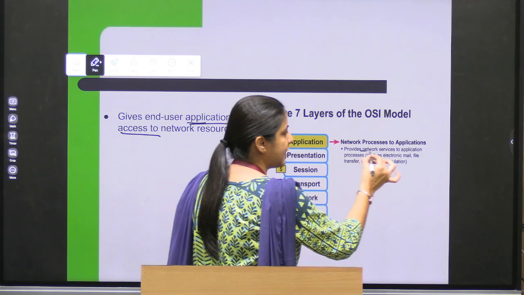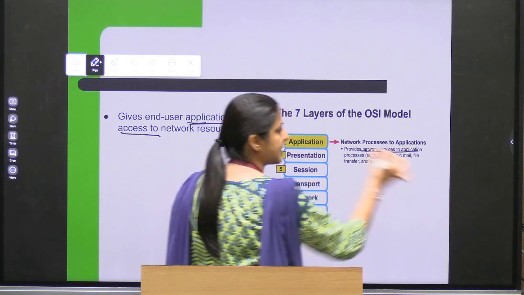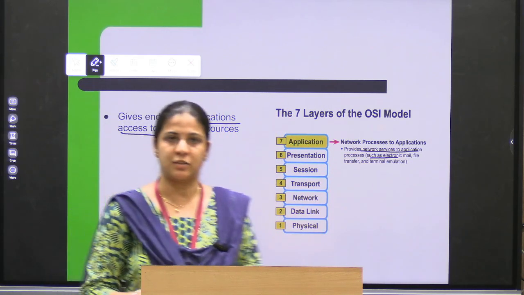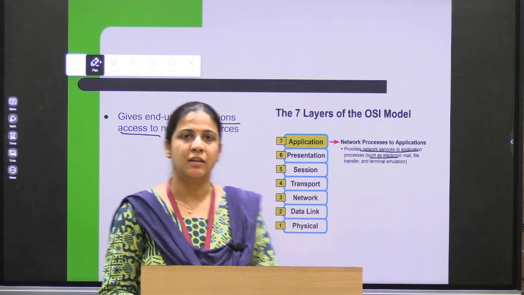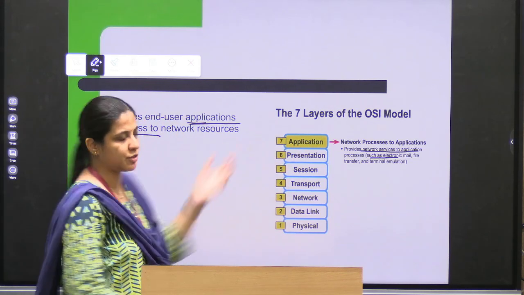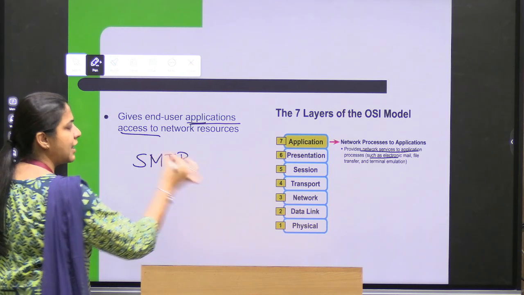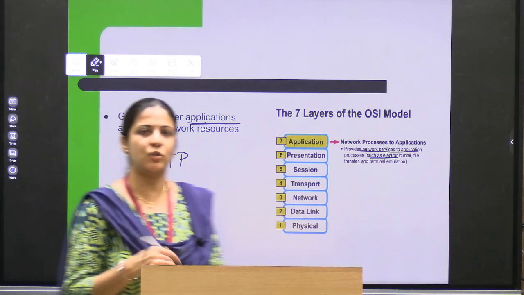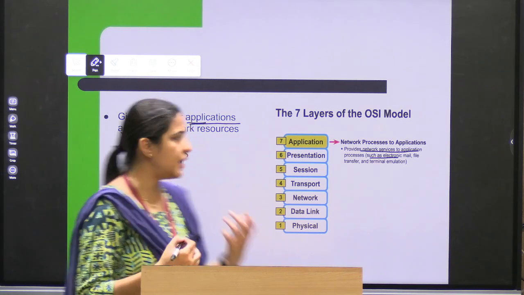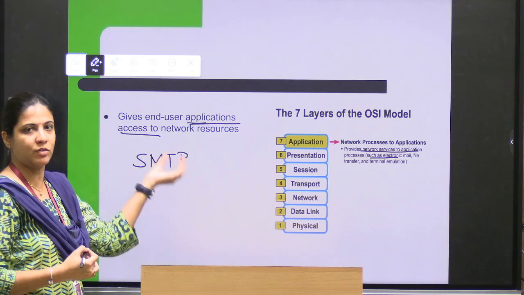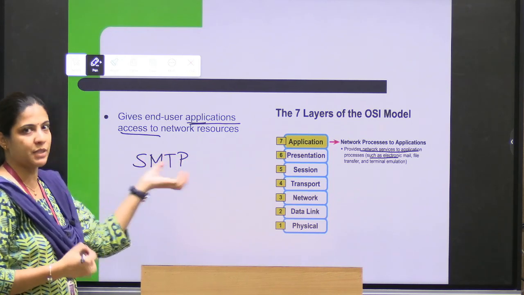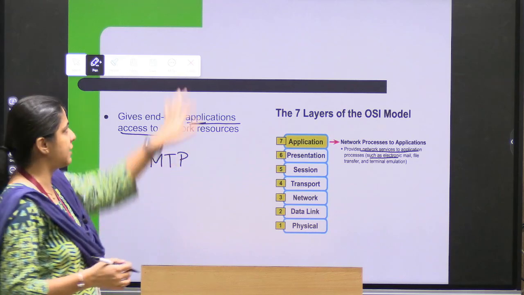It provides network services, such as when we are sending any files or any emails, we are doing it by the application layer, like mail protocol, that is SMTP. There are various protocols which are used on the application layer. One among them is Simple Mail Transfer Protocol, which helps us in sending our emails.